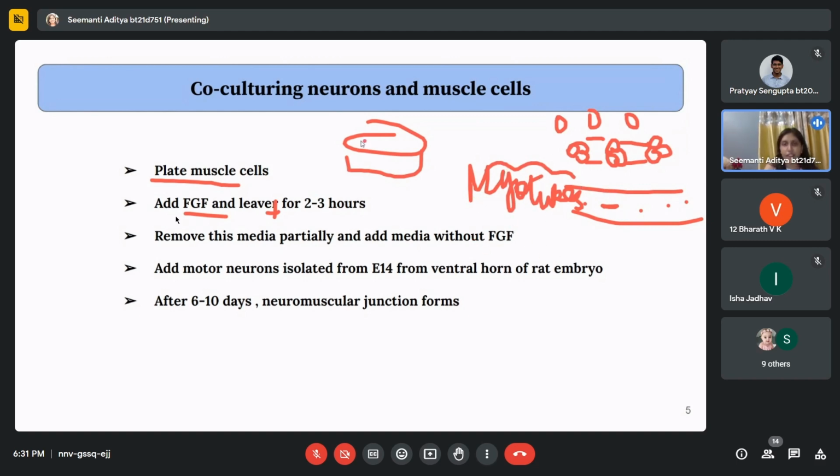So basically we have the cells plated like this, and the media was up to here with FGF, which allows the differentiation and division of the muscle cells. Once the muscle cells reach the state of myotubes, which will take around 2 to 3 hours, the rest of the media is removed, and only up to the top portion of the cells, just an estimate of how much media we can leave.